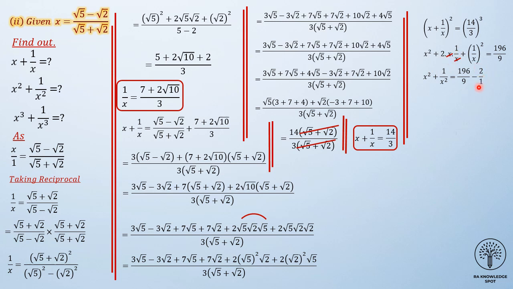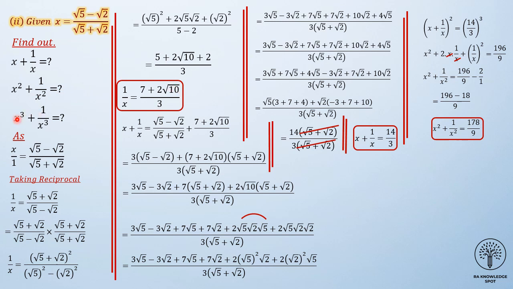I just write the 1 here to make it a fraction, and you know how to solve the fraction. 9 ones are 9, 196 ones are 196, and 2 9s are 18. After subtraction you will get this term, and this is the second part of the question. Like this we have found x square plus 1 by x square.